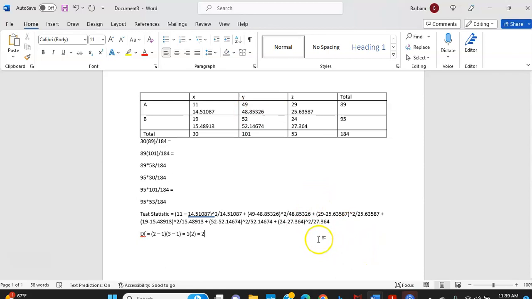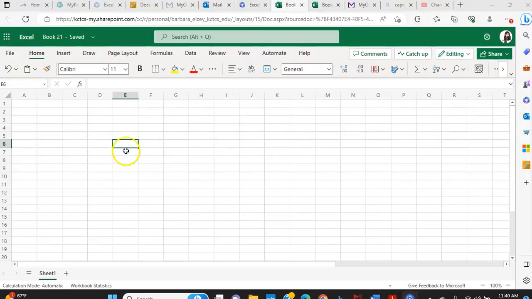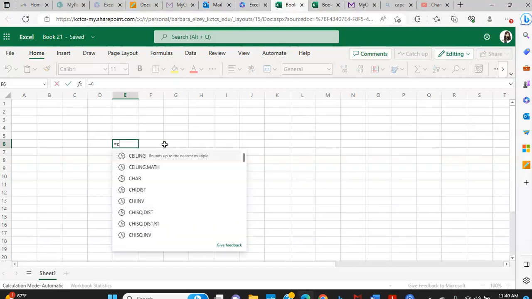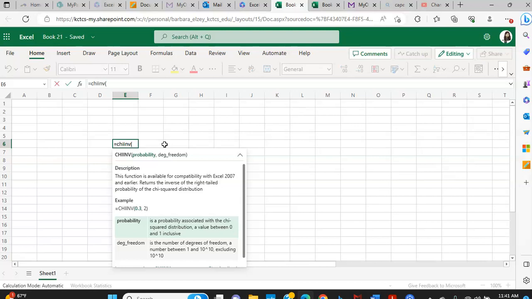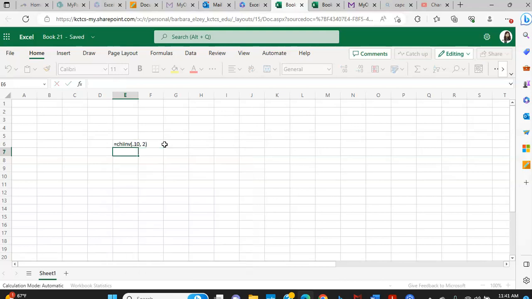So let's go get the chi-squared distribution out of Excel. Okay, so we are going to go into Excel. We're going to type equal chi inverse, and we're going to put in that our alpha was 0.10, our degrees of freedom were 2, and close it. And that is 4.60517.